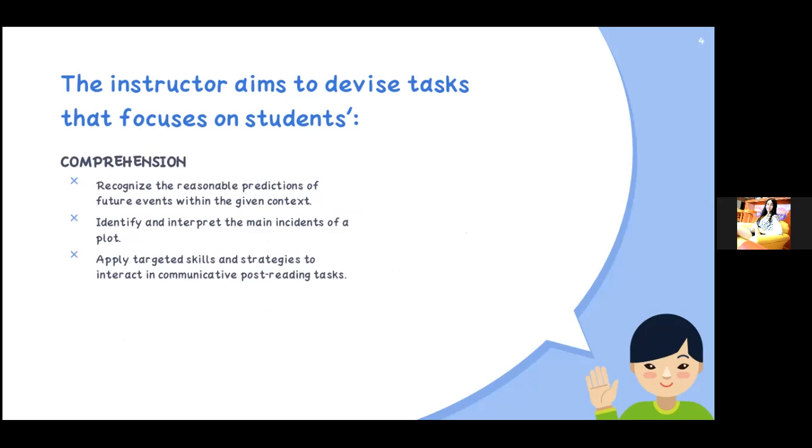Next is comprehension. Recognize the reasonable predictions of future events within the given context. Identify and interpret the main incidents of a plot. Apply targeted skills and strategies to interact in a communicative post-reading task.